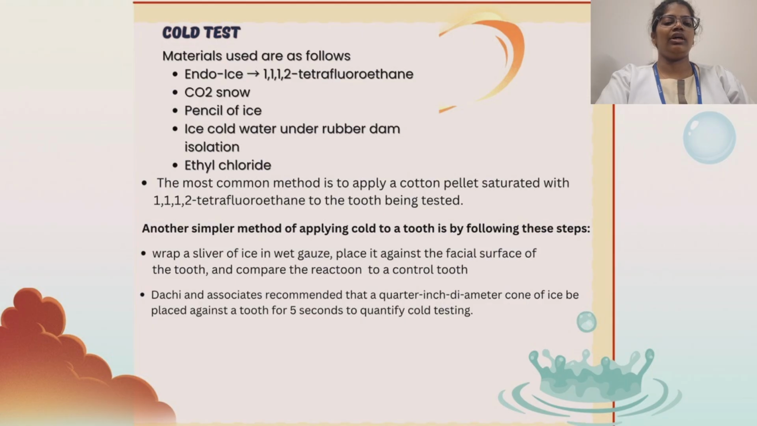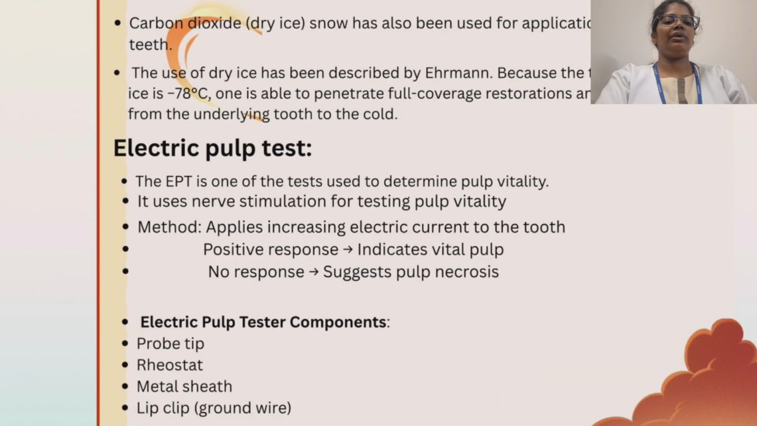Tachi and associates recommended that a quarter-inch diameter cone of ice be placed against a tooth for 5 seconds to quantify the cold testing. Carbon dioxide snow has also been used for the application of cold to the teeth. The use of dry ice has been described by Ehrman. Because the temperature of dry ice is minus 78 degrees Celsius, one is able to penetrate the full coverage restoration and elicit a reaction from the underlying tooth to the cold.